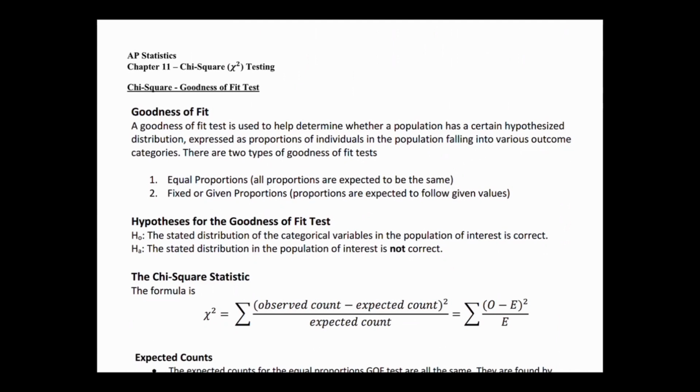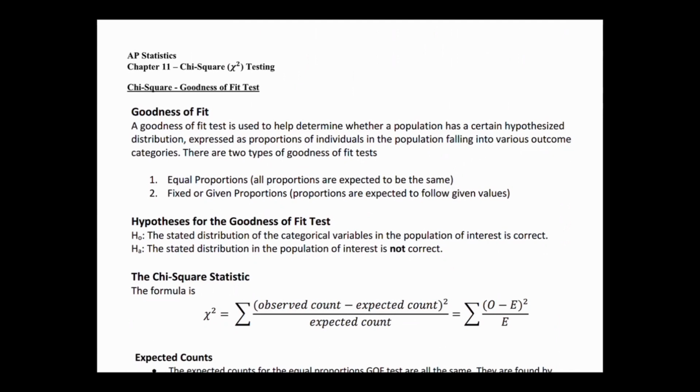So a goodness of fit test is to check to see how good the data fits the claim. A goodness of fit test is used to determine whether a population has a certain hypothesized distribution expressed as proportions of individuals in the population falling into various outcome categories. There are two types of goodness of fit tests, and we'll do one of each. The first one we're going to do is actually the second one, fixed or given proportions.